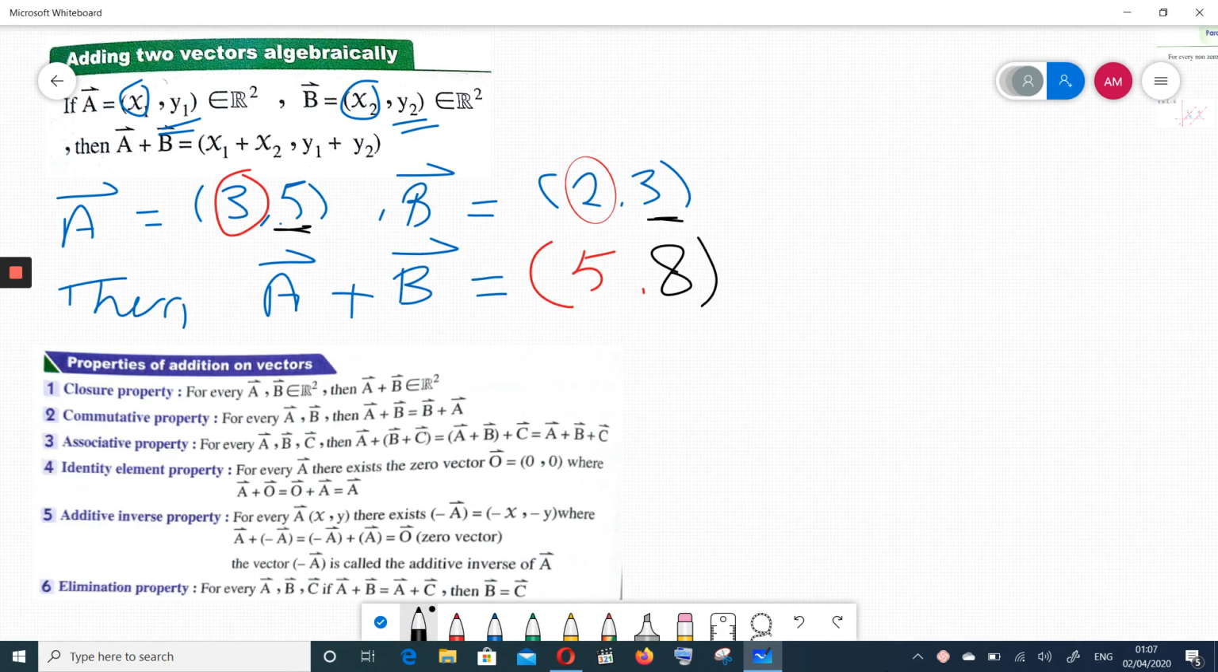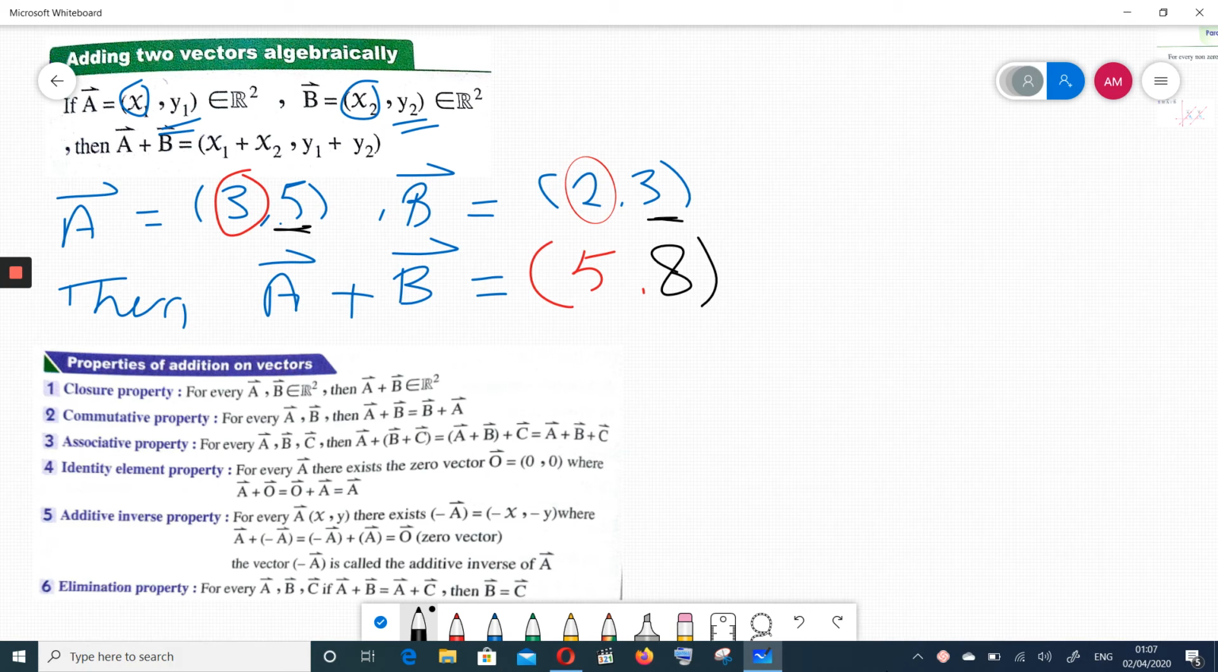The first property is called closure property. Closure property means if we add any two vectors, the answer is also going to be a vector belonging to R2. Commutative property means if we change the places, if we make vector A plus vector B or vector B plus vector A, the answer is going to be the same. Property number 3, associative property, means if we have three vectors, if we add the first vector plus second plus third, or second plus third and after that we add it to the first, the answer is going to be the same.